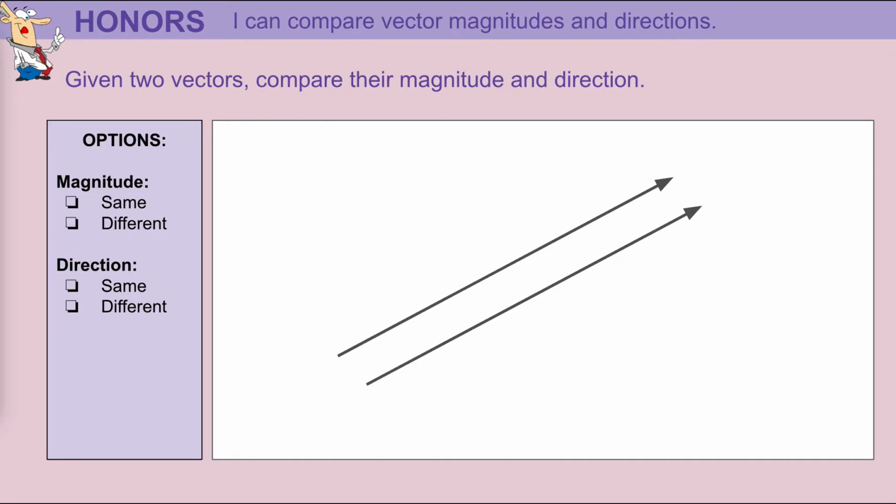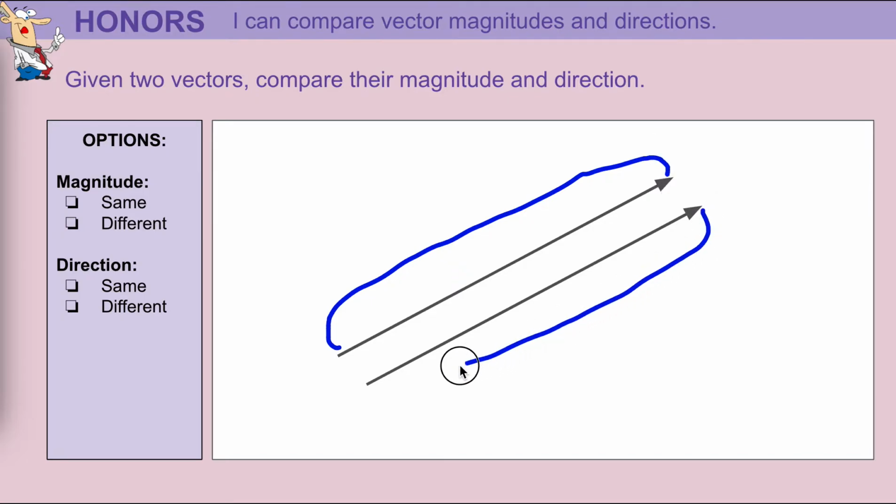So on this one, we need to notice that this vector here is really the same length, therefore the same magnitude as the other vector. So the magnitude is the same. And then the direction, they're both pointed exactly the same direction. Therefore, the direction's the same.